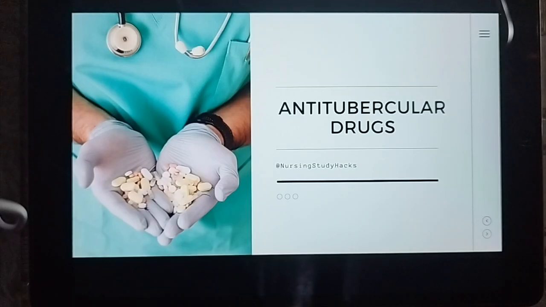Hi fellow future RNs. Today let's talk about the anti-TB medications, also called your anti-tubercular drugs, and their important side effects and adverse effects.